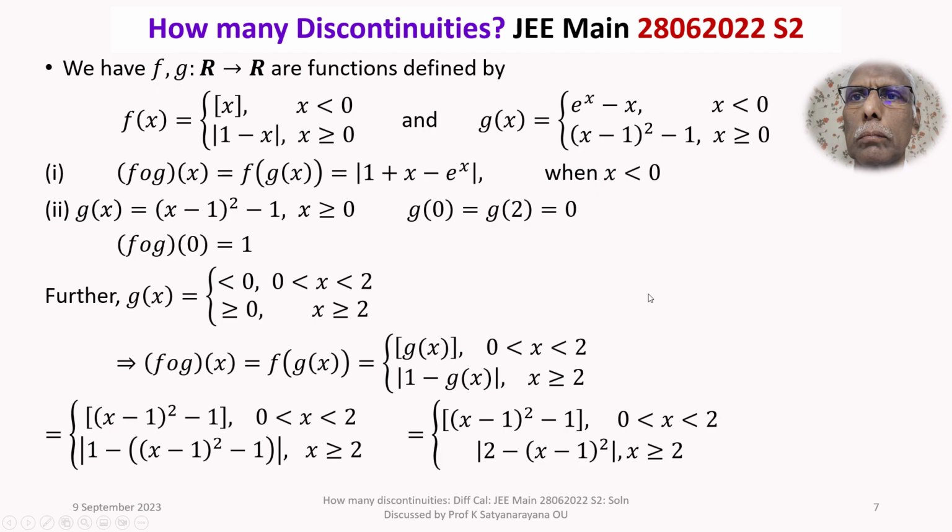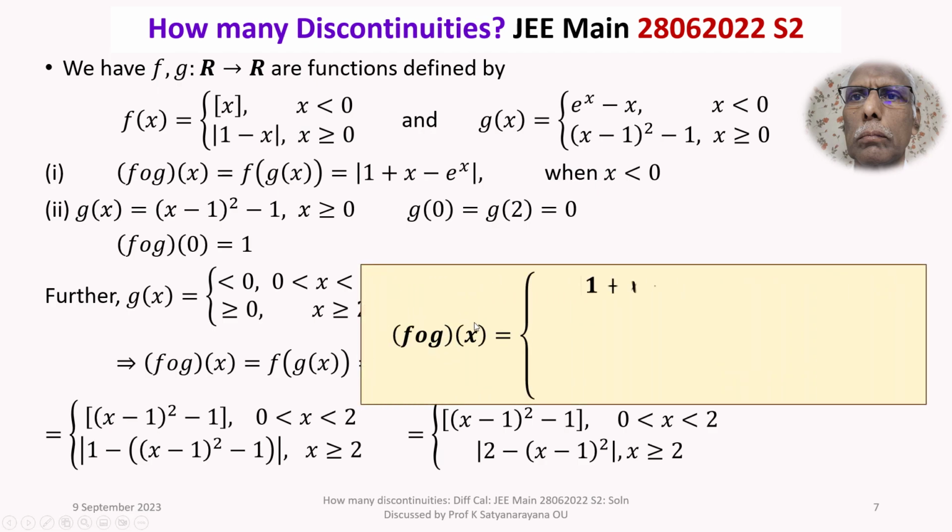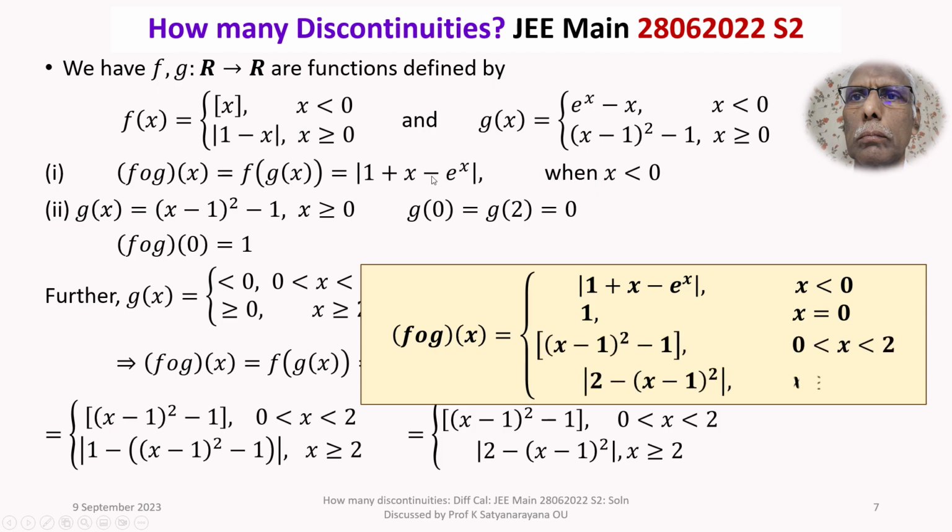So, thus f compose g is completely known to us. So, let us see what the f compose g is. F compose g of x, when x less than 0, it is modulus of 1 plus x minus e power x. When x is 0, f compose g is 1. Between 0 to 2, it is bracket of (x minus 1) whole square minus 1. And when x greater than or equal to 2, it is modulus of 2 minus (x minus 1) whole square. Is it clear? Yes. That means f compose g is a function from R to R which is completely defined like this.